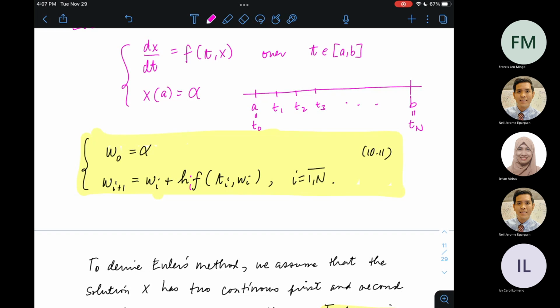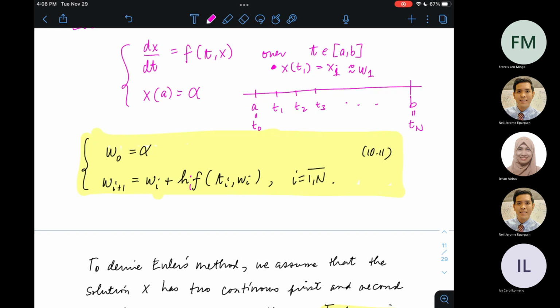Now, what we will try to do is to pair the t sub i's with some function values or some estimates for the function values. Hence, instead of finding the exact value x of t sub 1, which we denote by x sub 1, our goal is to estimate it by a number w sub 1 using only function values or function evaluation of the function little f.